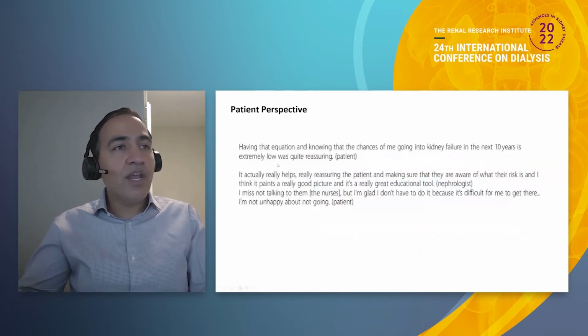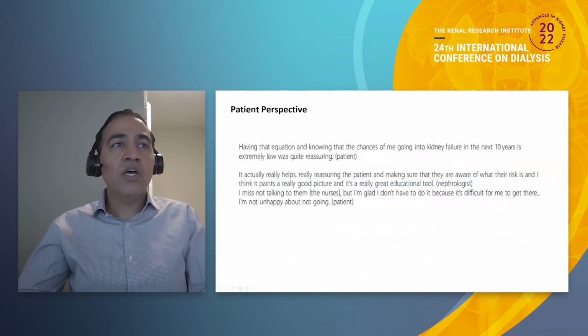So let's look at the narrative. Let's look at the patient perspective. So there are two representative quotes from the paper. Patient says, having the equation and knowing that the chances of me going into kidney failure in the next 10 years is extremely low was quite reassuring. Nephrologist says, it actually really helps, really reassuring the patient and making sure they're aware of what the risk is, and it paints a really good picture and is a great educational tool.